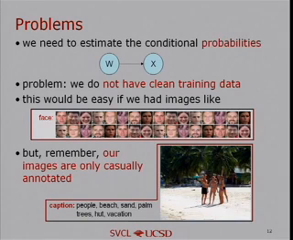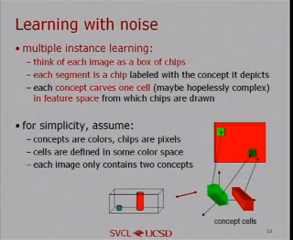But here, our annotations are only casual. So once again, I know that this image is of people, and it contains some feature vectors that are related to people, but it also contains a lot of feature vectors that are unrelated. So in essence, this is a problem of learning with lots and lots of noise. Basically, it's a problem where even our positive examples are quite noisy.